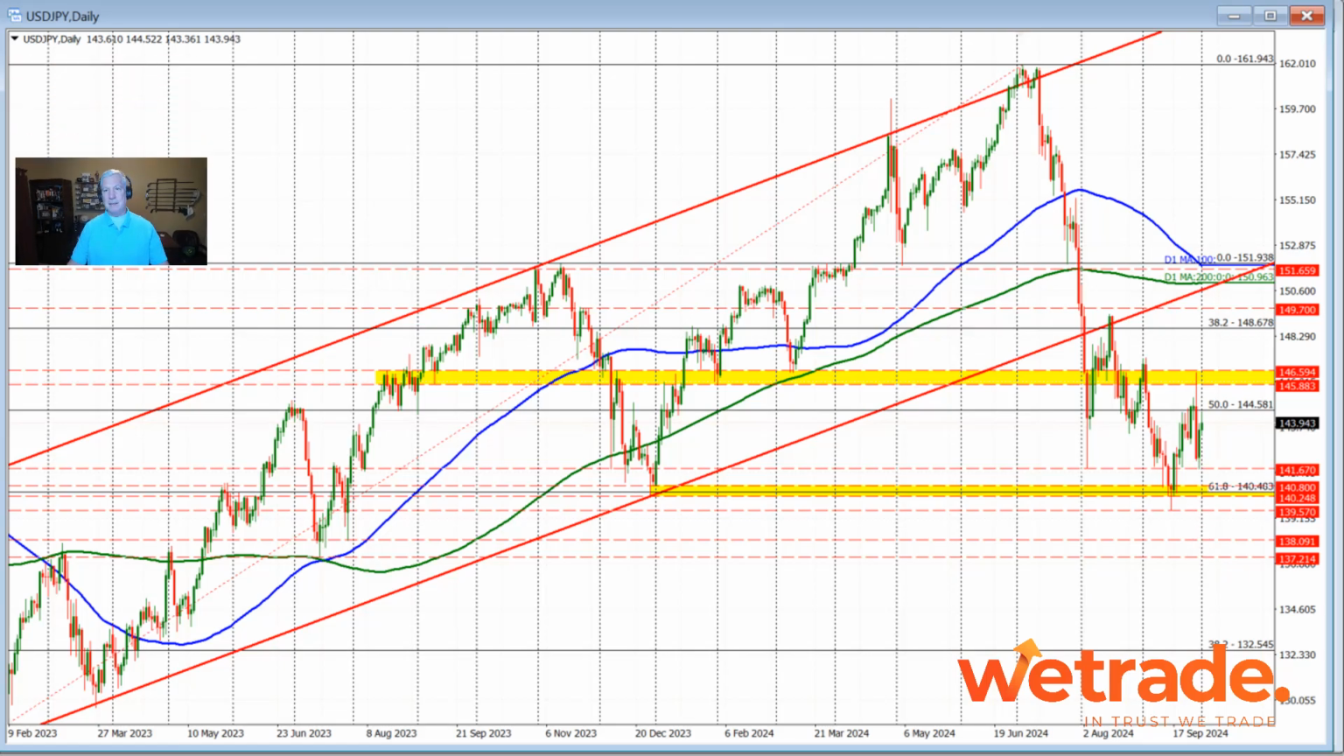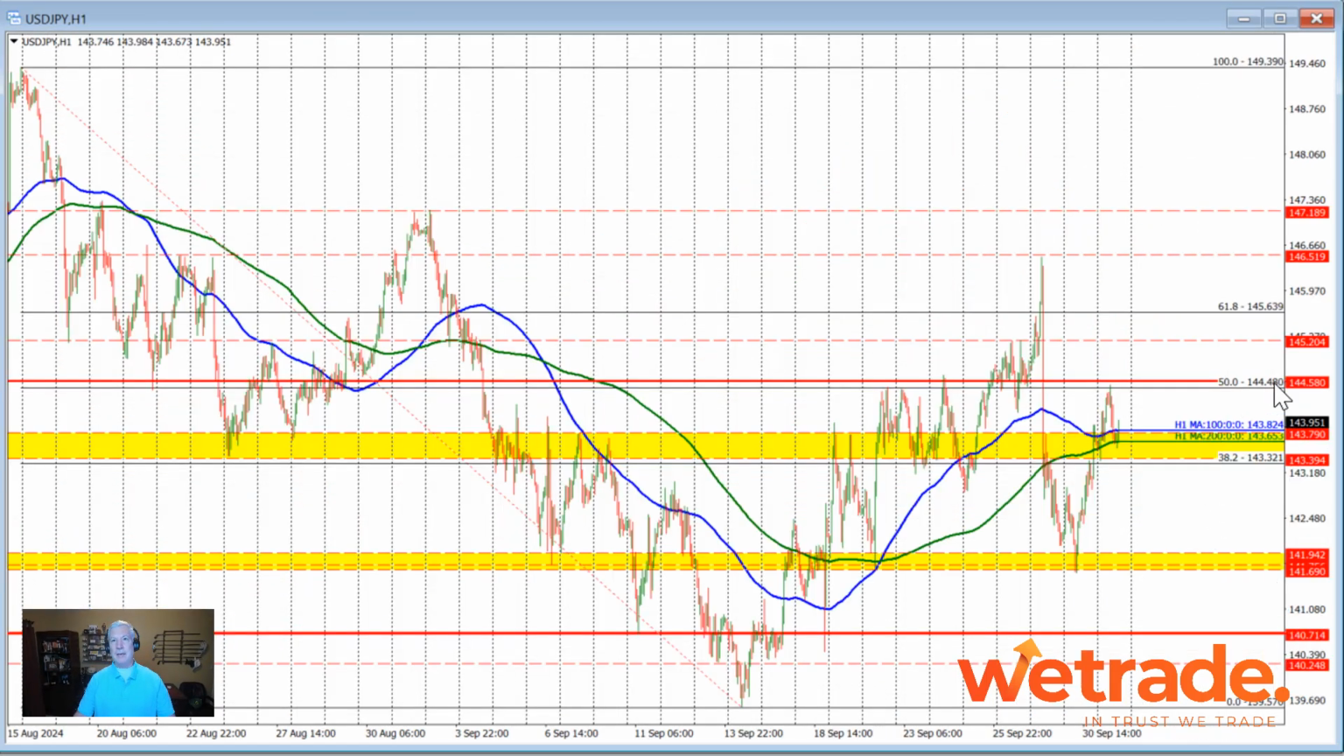So let's go back to the hourly chart. Look at that 58 level, and the price came up above the 50% of this move to the downside at 48, but it held below the 58 level and rotated back to the downside. We are now back down toward the 100 and 200-hour moving averages.